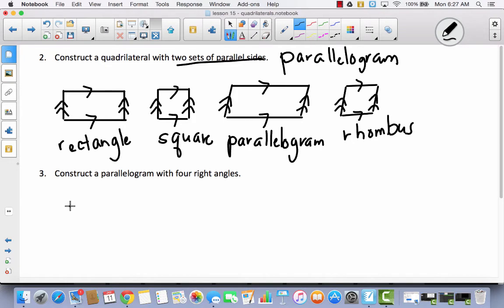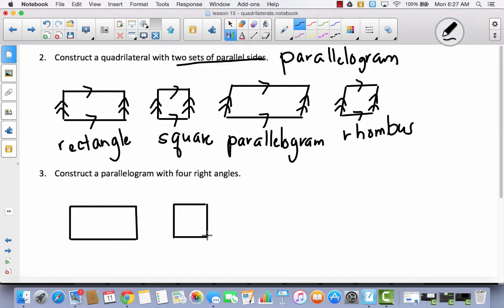All right, so hopefully you figured out that the rectangle has 4 right angles, and it's also a parallelogram because it has 2 sets of parallel sides. And then hopefully you figured out that the square had 4 right angles also. So here's what I'm going to do. I'm going to go ahead and draw these 2 figures.